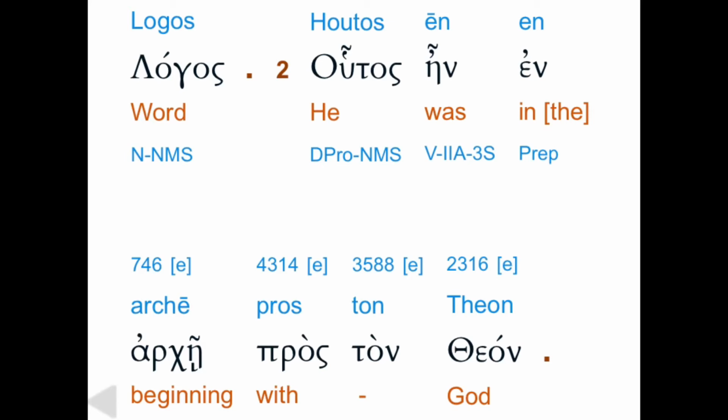Utos in enarchi. He was in the beginning. Utos in archi proston theon. He was in the beginning with God. Utos in archi proston theon. He was in the beginning with God.